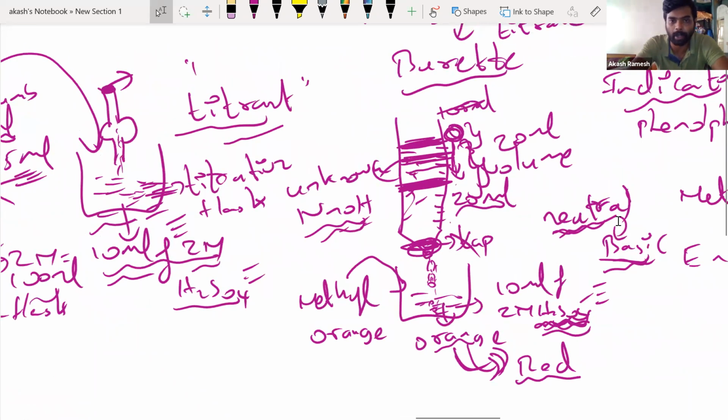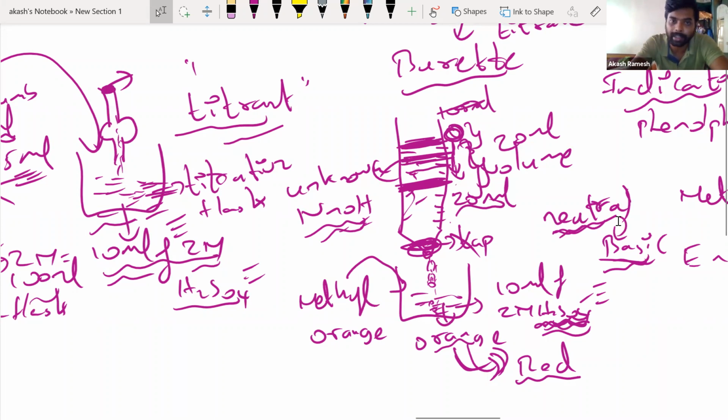The titration flask will now contain 10 ml of 2M H2SO4, and also 2 to 3 drops of methyl orange. Now, what I want to find is the concentration of NaOH. Say I have a test tube containing NaOH, and I don't know the molarity of the NaOH. So that unknown solution I take and put it in this vessel which you see here, which is my burette. It's called a burette.